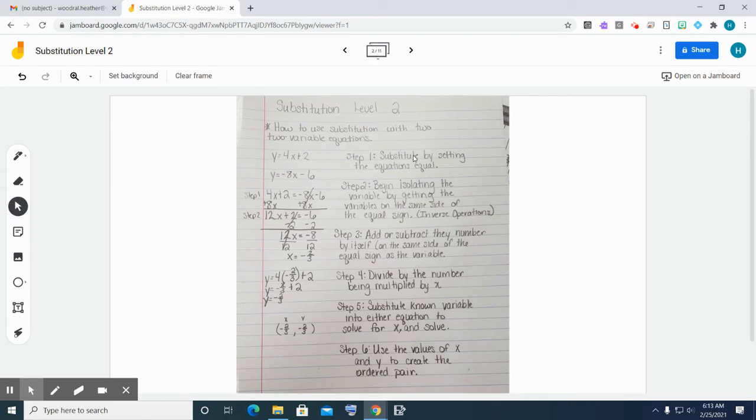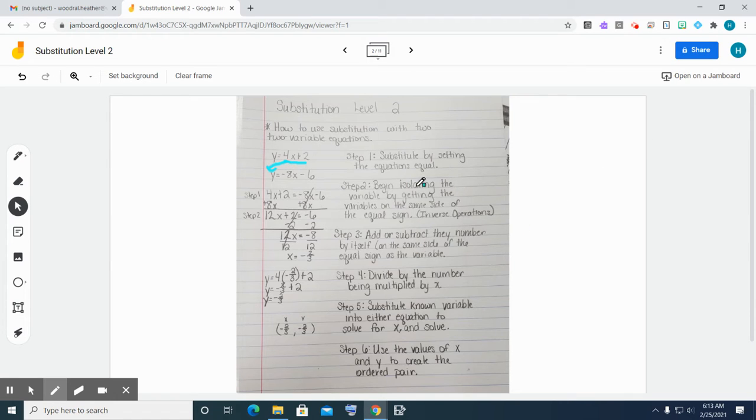So step 1 says substitute by setting the two equations equal. So we still know what y equals because y equals 4x plus 2. So I can take that 4x right there, and I can plug it into the equation right here where y is at. So that gives me 4x plus 2 equals negative 8x minus 6. Okay, so that was step 1.